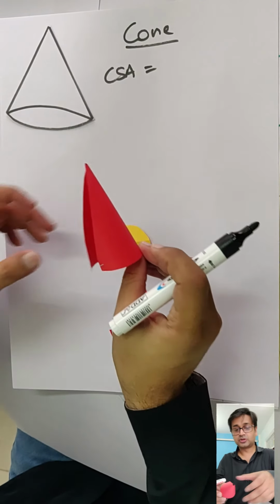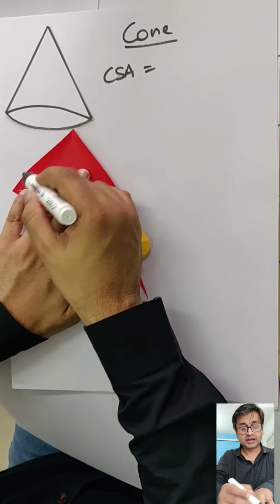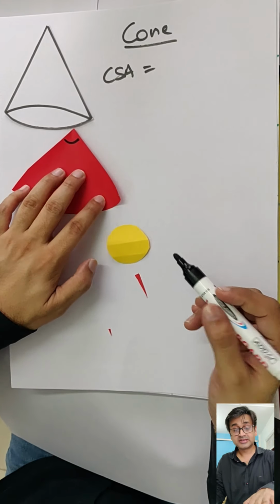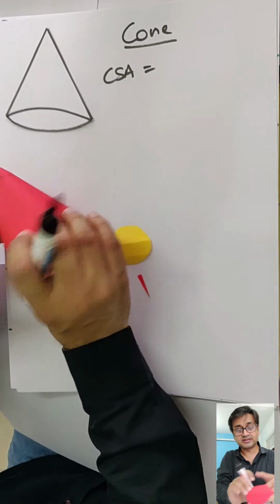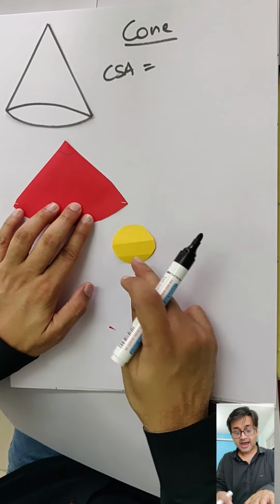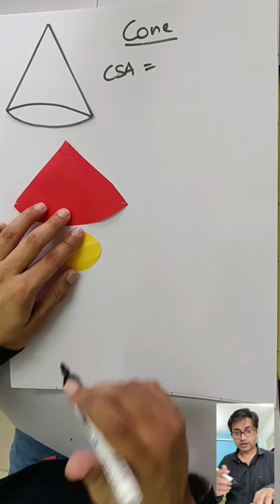When I open this cone, it will form a part of a big circle, only this much. This is called a sector. What is it called? Sector. Can you see the entire sector like this? Here you go, the entire sector, and a circle at the bottom. So if you want to find the curved surface area, what are you going to do?